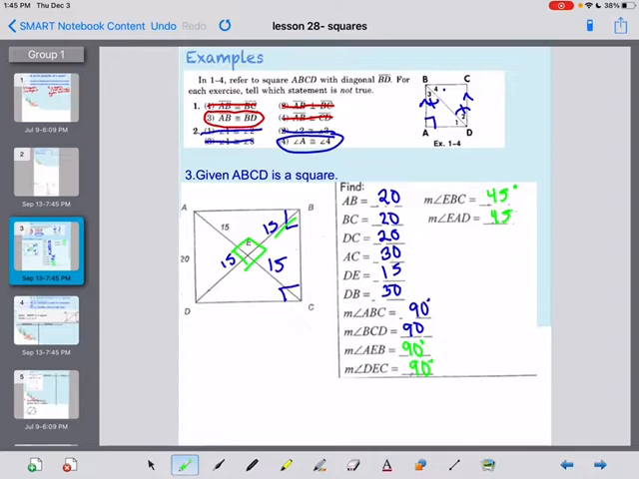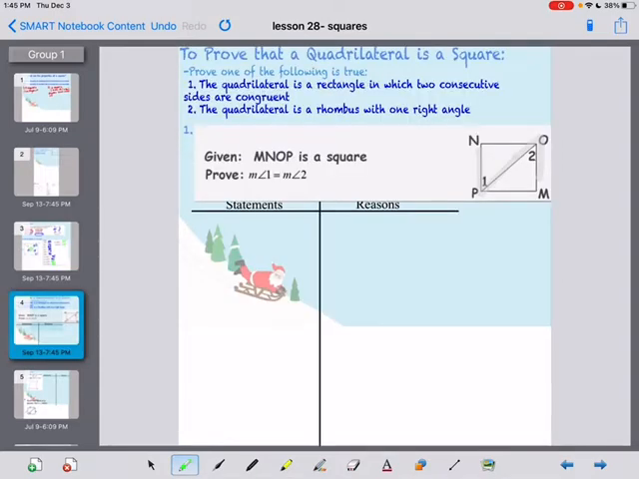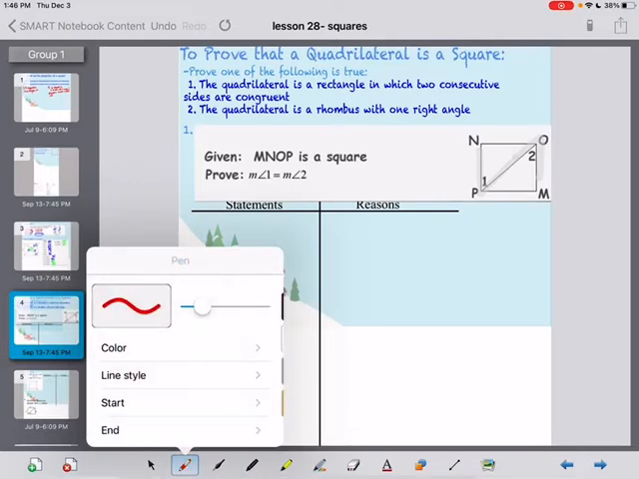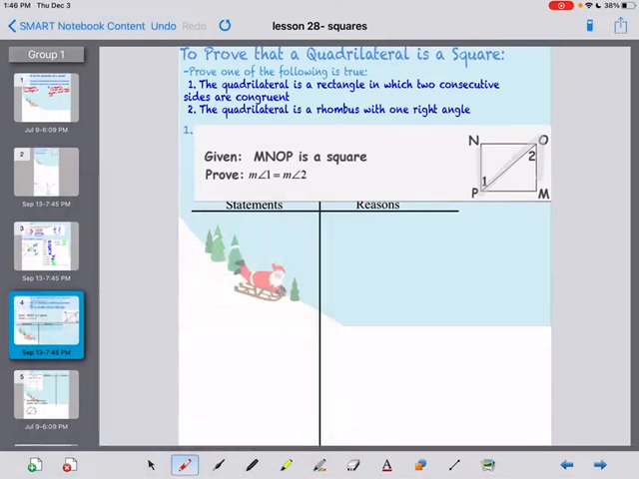Okay, not so bad. Let's take a look at how we actually do a proof involving a square. Now, the thing is the Regents doesn't often use squares. They're more likely to use rectangles and rhombi. So there isn't a ton of examples out there involving squares, but I have a couple for you nonetheless. And how we're going to prove that something is a square is we can show it's a rectangle with congruent consecutive sides, basically a rectangle with a rhombus property, or we can show it's a rhombus with a right angle, which is a rhombus with a rectangle property.